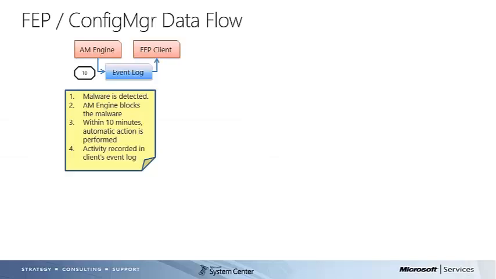All right, so what initially happens if there is malware that's detected on a system? FEP will detect it, and the anti-malware engine will, of course, try to block or remove that malware. Usually within a few minutes, not necessarily a full 10 minutes, but within a few minutes, it will then update the event log of the malware that was found on the system and the remediation steps that were taken by FEP.